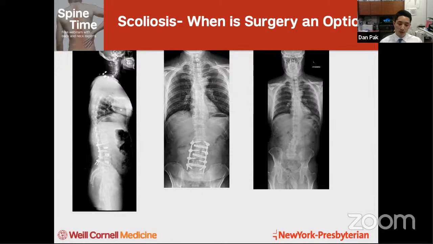But I think especially when patients start to say, I've exhausted the injections, I've been doing PT for a while, and I don't feel like I'm getting any better, I think at that point, it's a good time to maybe have a referral to see a spine surgeon.